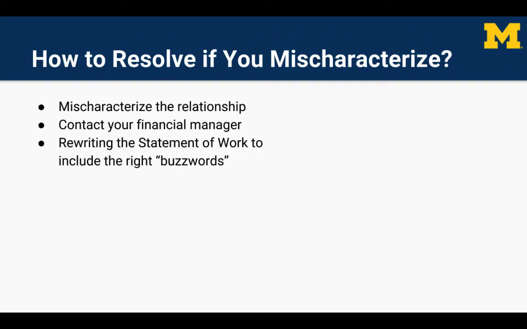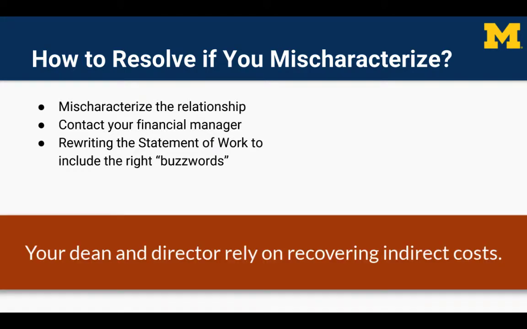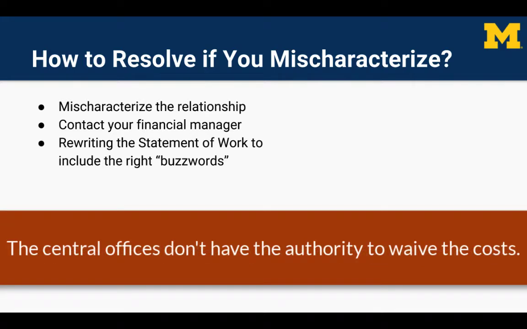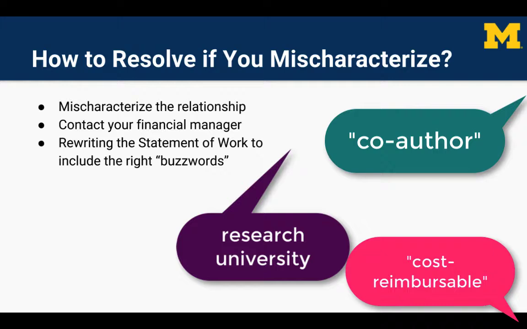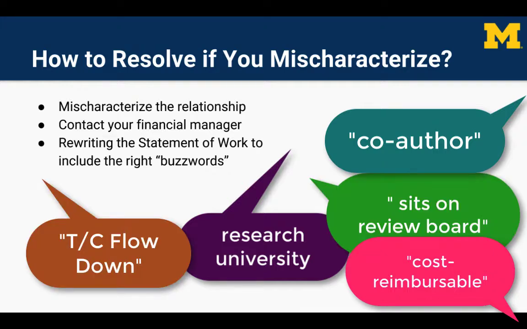If you mischaracterize the collaborative organization, there may be additional costs for your department or your sponsor to cover. The deans and major directors at the University of Michigan rely on recovering indirect costs. Nobody in central administration has the authority to waive the charging of any indirect costs. Also, rewriting the statement of work so it includes all the buzzwords that you'd normally find in a subaward isn't going to change the evaluation.